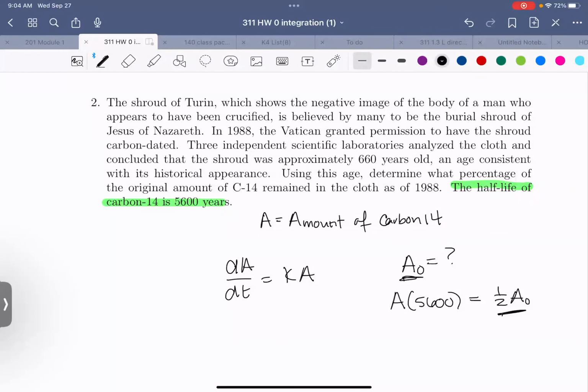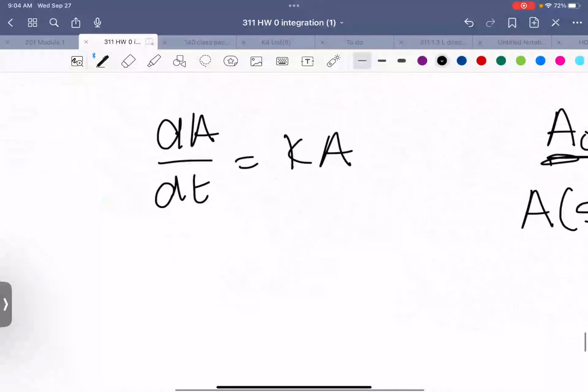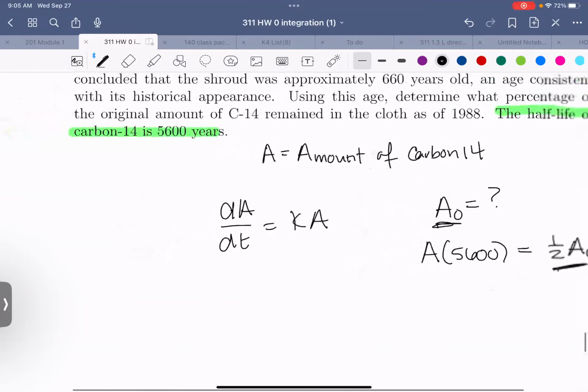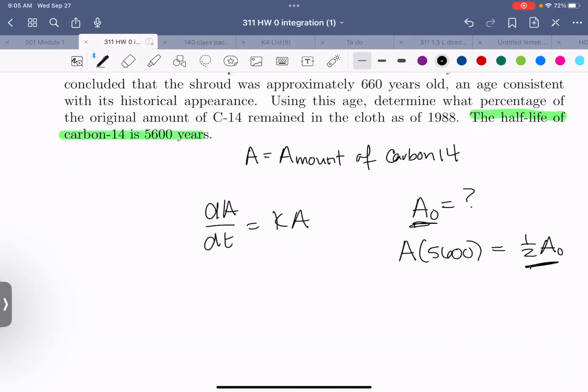So you can go ahead and start up. I want you to solve it all the way from here. So start with dA/dt equals k times A, separate and solve, then go ahead and plug things in, because that's what I'm going to want you to show me when we do this on the quiz or the exam. Take a couple minutes.